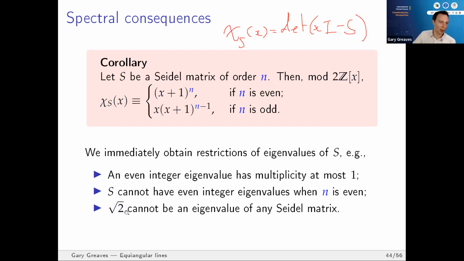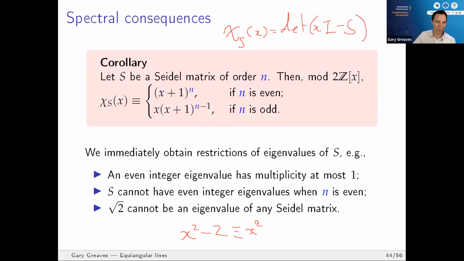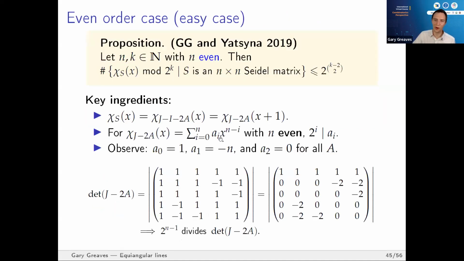You can keep going with these observations. You also can't have square root 2 as an eigenvalue of any Seidel matrix, right? Because the minimal polynomial would be x squared minus 2, and that would be congruent to x squared modulo 2. That would give you an x squared factor, but there's clearly no x squared factor no matter what. So you can't have this. There are a lot of very interesting consequences from quite basic looking results. And this is one way we managed to make progress.